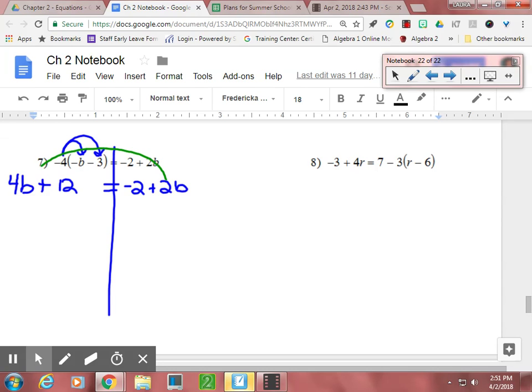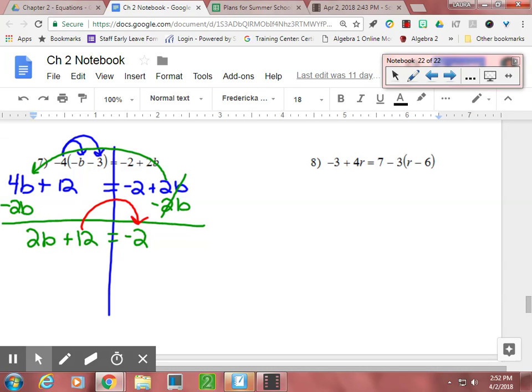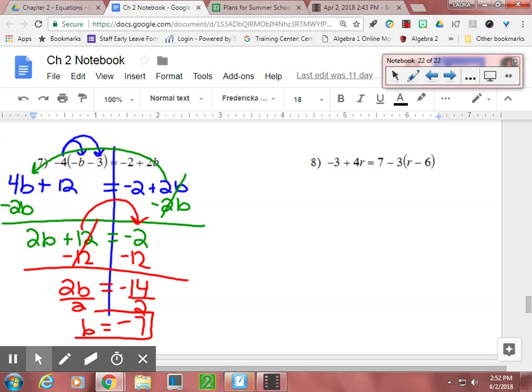So let's take this variable over here with this one. So if we're going to move that, we need to subtract by 2b. Okay, so then what I get is 2b plus 12 equals negative 2. So since we just took the letters to the left, now we have to take the numbers to the right. So it's a positive 12, so we're going to subtract it to make it go away over here. So then I get that 2b equals negative 14, divide by 2, and I get negative 7.